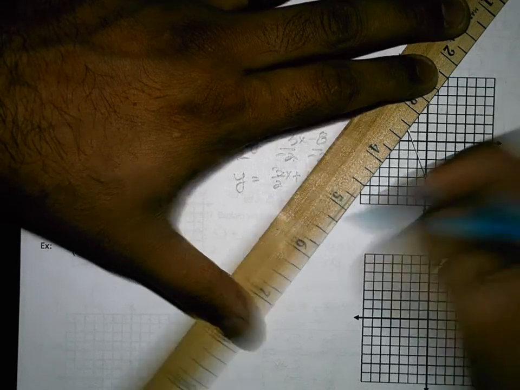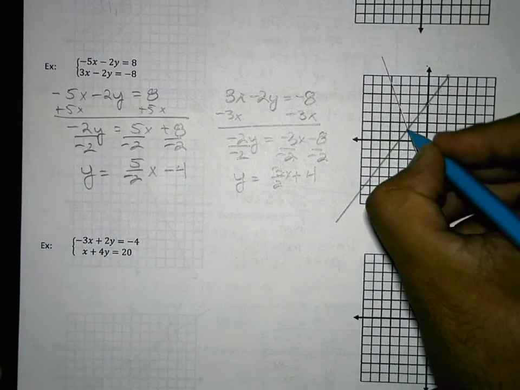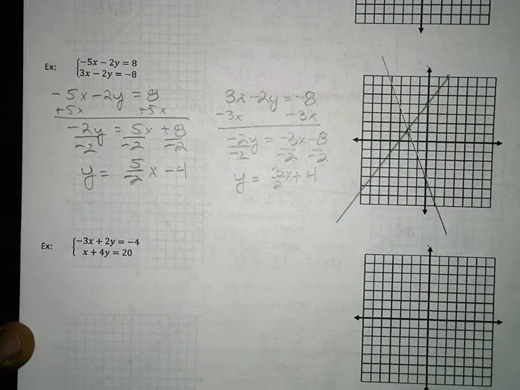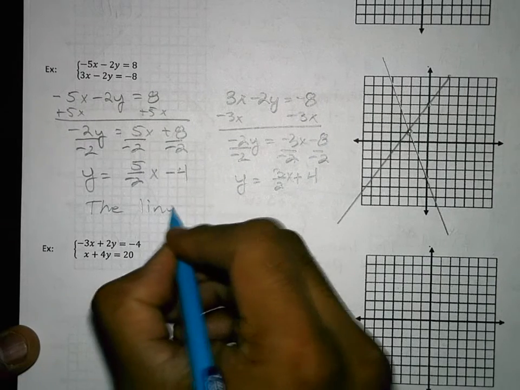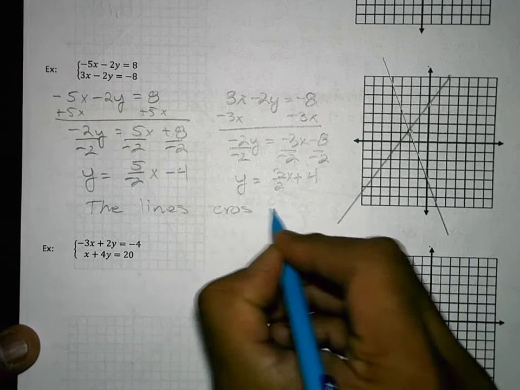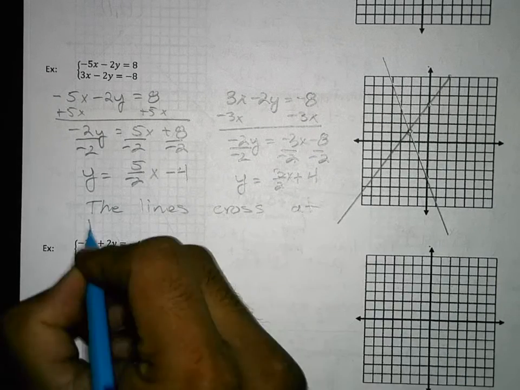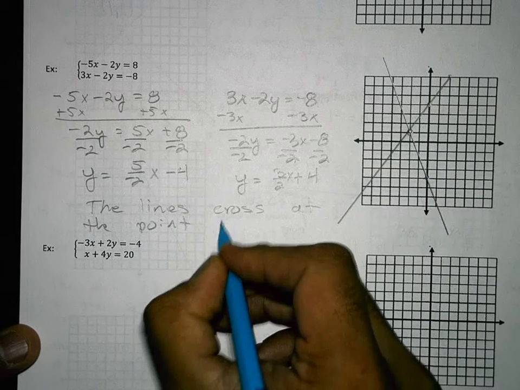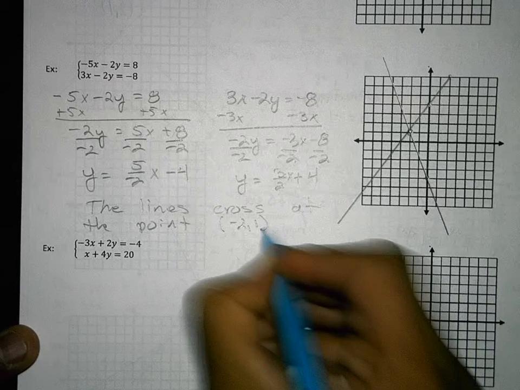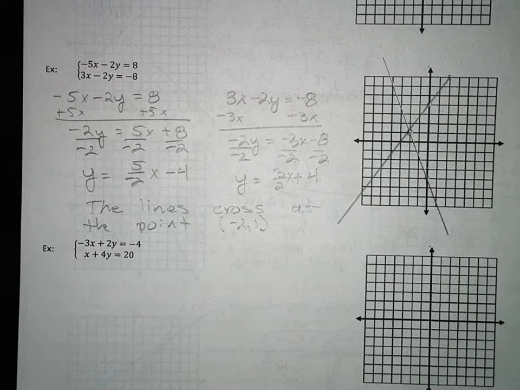And see where they cross. Looks like they're going to cross right there. The lines cross at the point that looks like -2, 1. Okay, so that is how you solve by graphing.